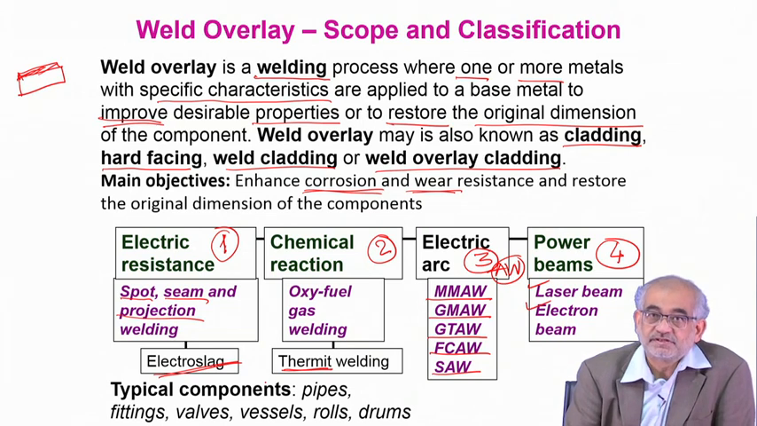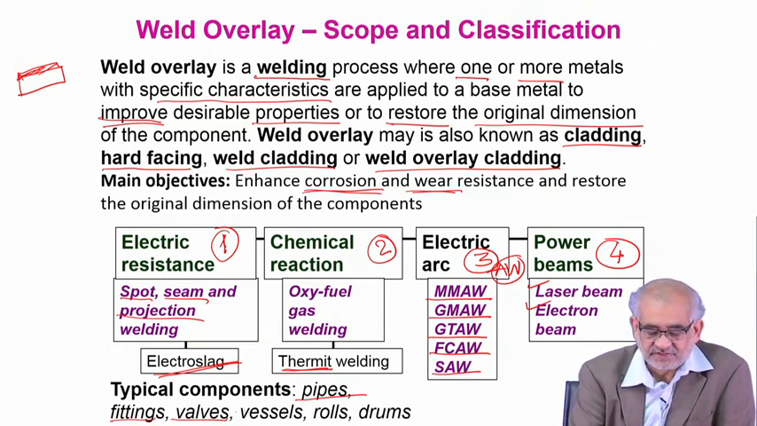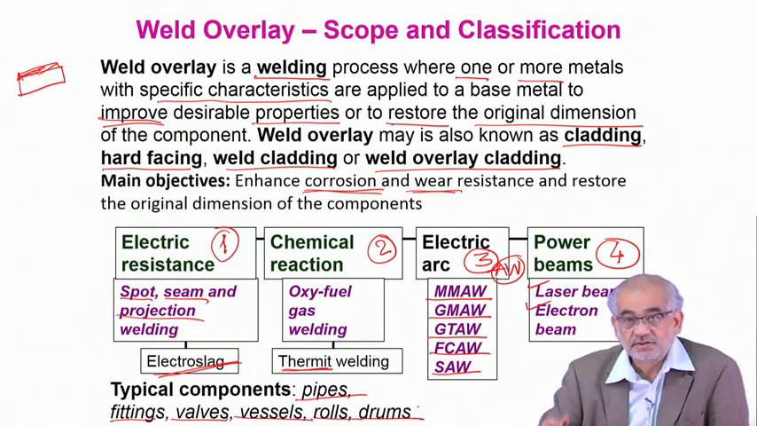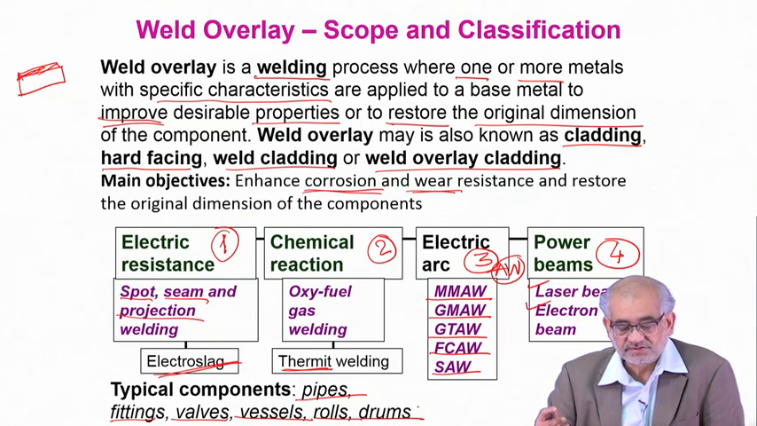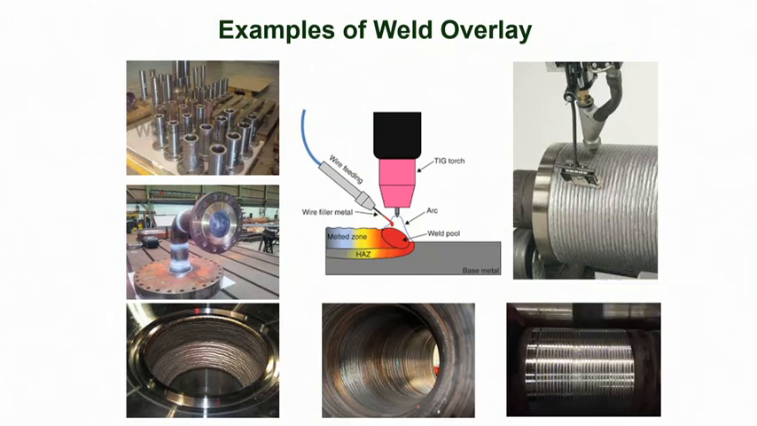But the typical components that you can create an overlay on would be a pipe, both outer and inner surfaces, various fittings, the valves, vessels, rolls, drums, sprockets, nozzles, various kinds of components. Now, these are certain examples. For example, various pipes and nozzles.